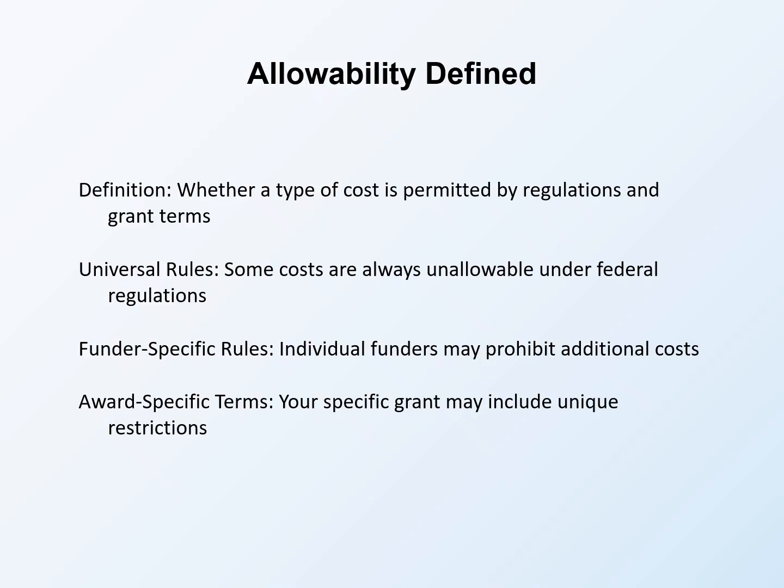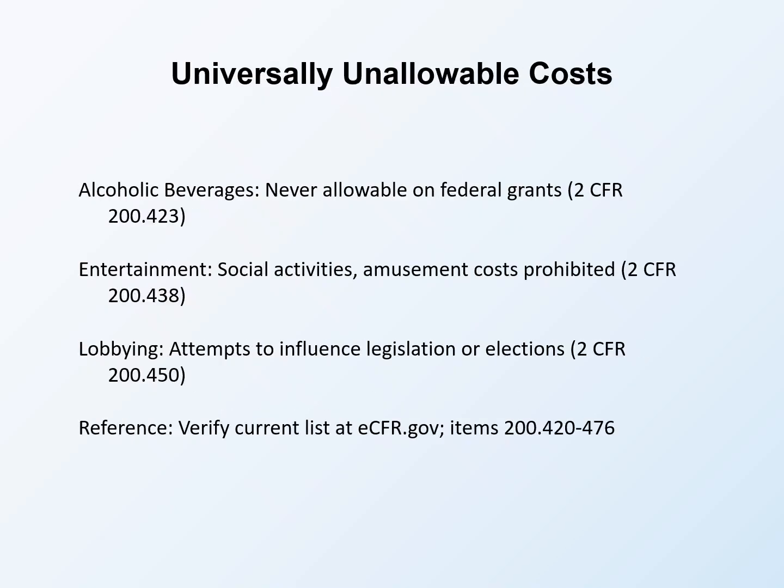The key insight is that allowability is determined by the most restrictive applicable rule. A cost that is allowable under general regulations might still be prohibited by agency policy or award terms. Certain costs are categorically unallowable on federal grants regardless of circumstances. Understanding these universal prohibitions prevents costly mistakes and audit problems.